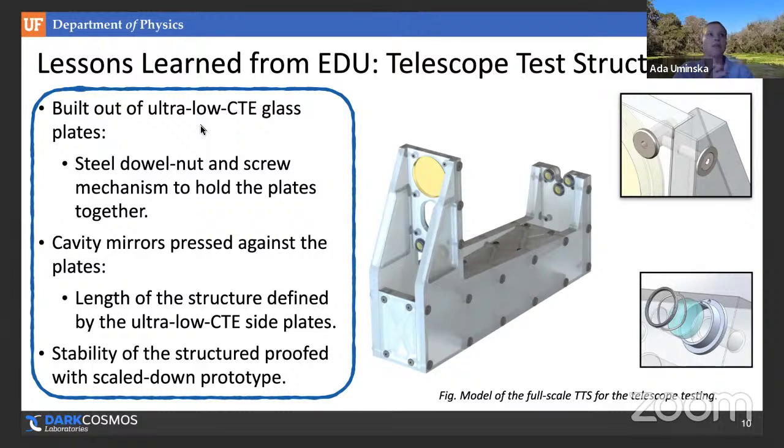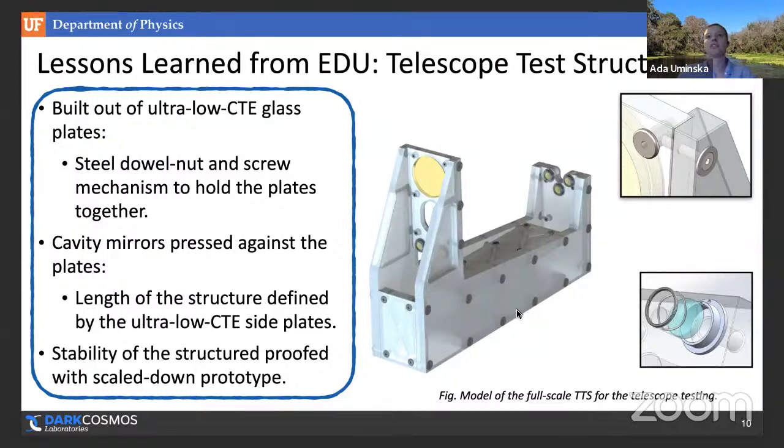So let me describe our telescope test structure, which is shown here in the middle. It's built out of ultra-low expansion glass plates that are bolted together using steel dowel nuts and the screw mechanism shown here at the top. The cavity mirrors are pressed against these plates using soft spring washers, which are held by the retaining ring. The only part that is epoxied is this metal ring that supports the mirror, and this epoxy is decoupled from the optical path length thanks to those soft springs. So the length of the structure is defined by the low expansion side plates.